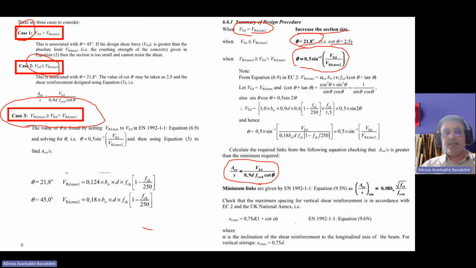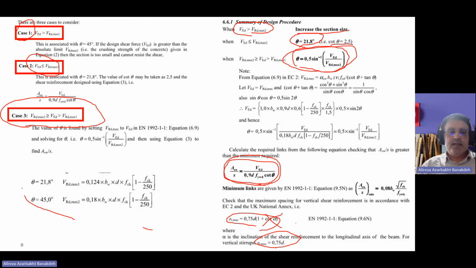But in case 3, when the ETABS shear force is between Vmax 1 and Vmax 2, you just need to go through the formula for calculating theta, and after that you can design your shear reinforcement with this simple formula. That's all. And this is the spacing; forget about this term, just use this one for vertical shear reinforcement, which is always the case in practical design.